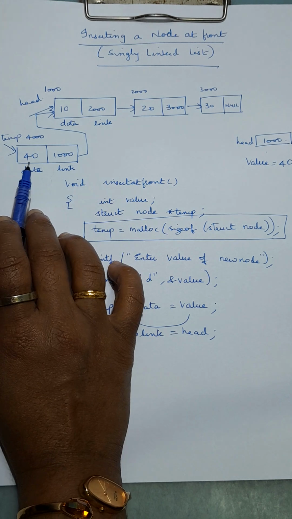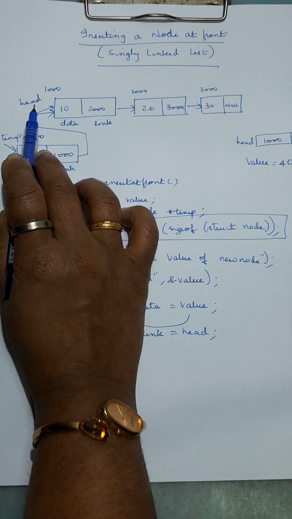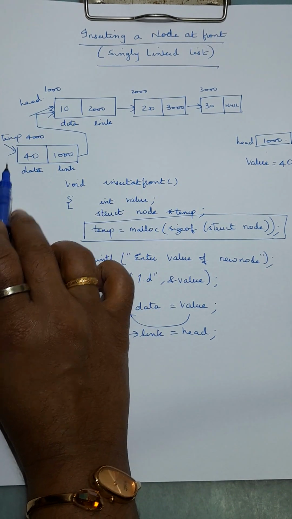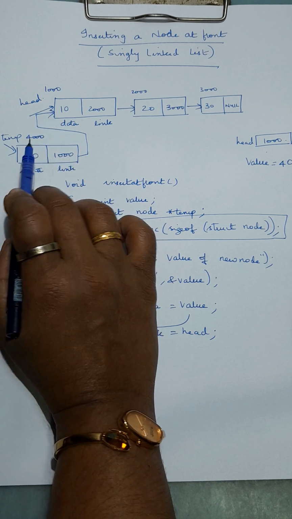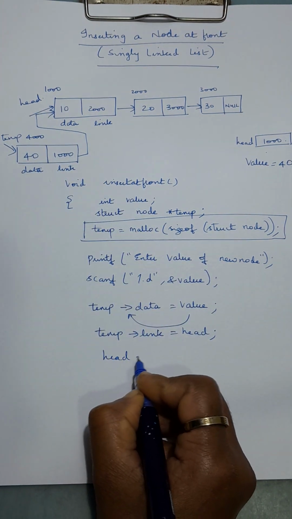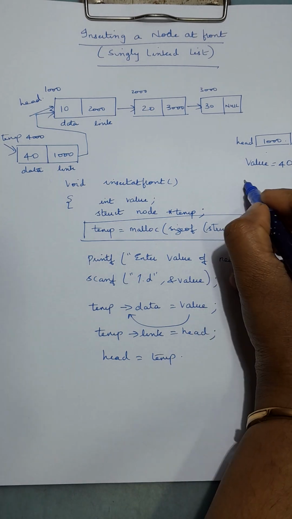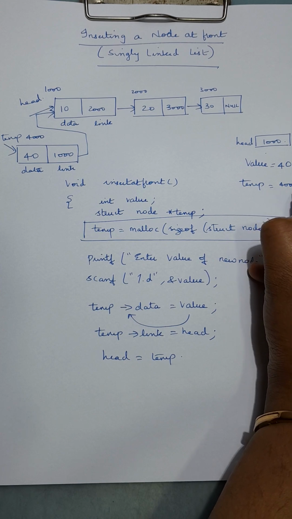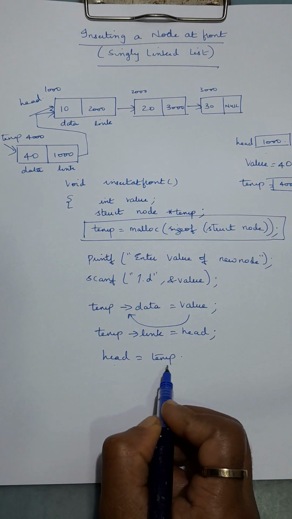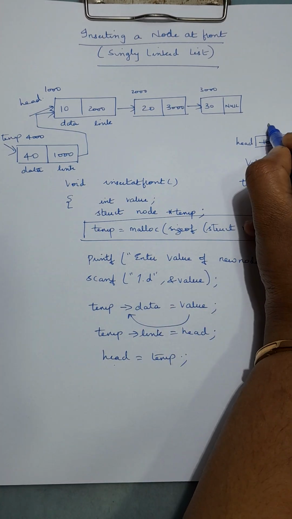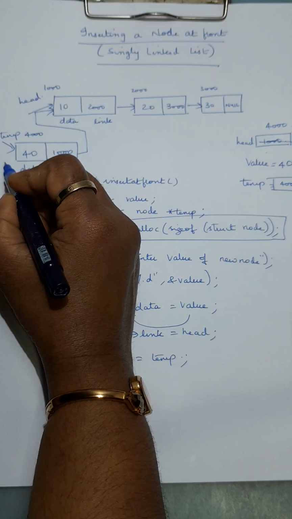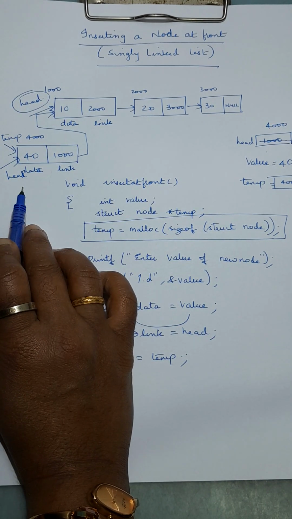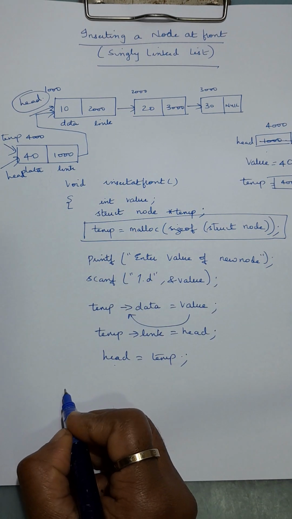Now what did I tell you? In order to hold the reference of the first node, the head pointer should always point to the first node. So we have to move head to the first node here, because now head is still pointing to the old first node. What is the code? head is equal to temp. What was the temp value here? After the malloc statement, it was 4000, right? Now head is equal to temp, which means the head value 1000 is replaced with 4000, so head moves to the newly created node. That's it.